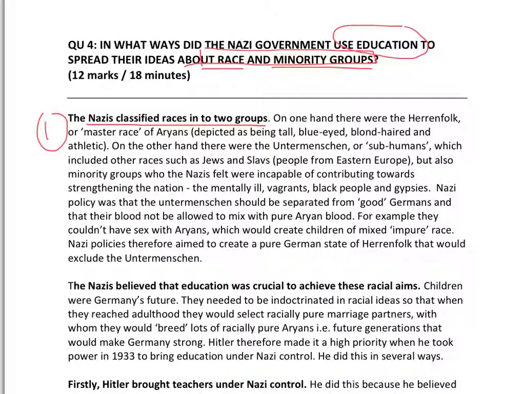It's very clear that you're going to talk about two groups. So on the one hand, again, the use of language suggests that further down in the answer you're going to move into "on the other hand." Okay, so on the one hand, there were the master race.